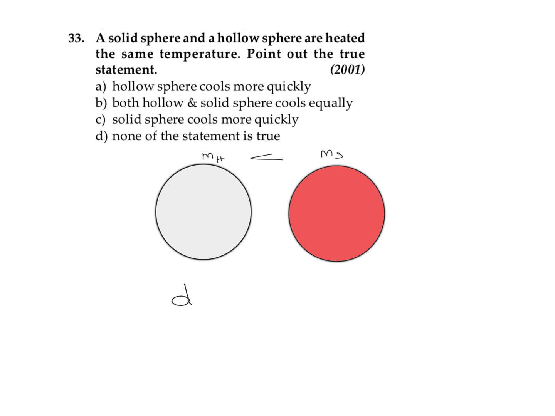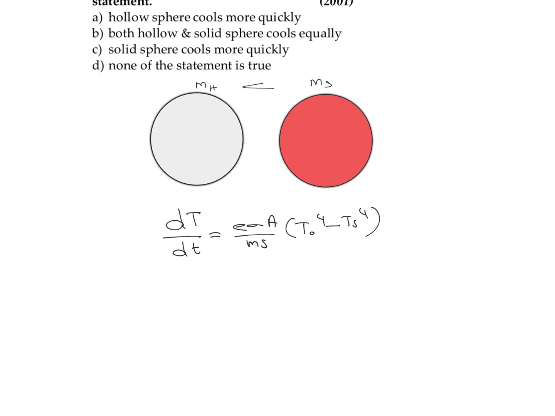So from the equation for the rate of cooling, dT/dt is equal to eσA divided by ms, times (temperature of object raised to 4 minus temperature of surrounding raised to 4). In this case, all the other parameters are constant other than mass. So we can write dT/dt is inversely proportional to mass. Other parameters are the same in both the situations.